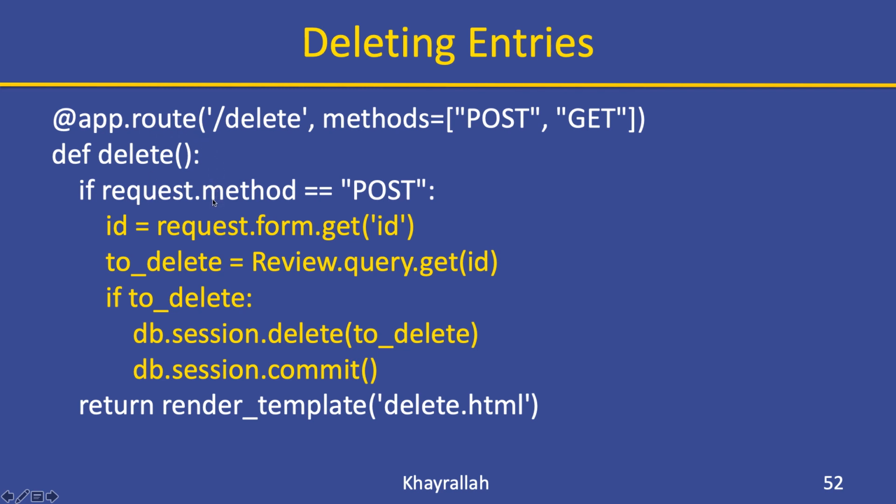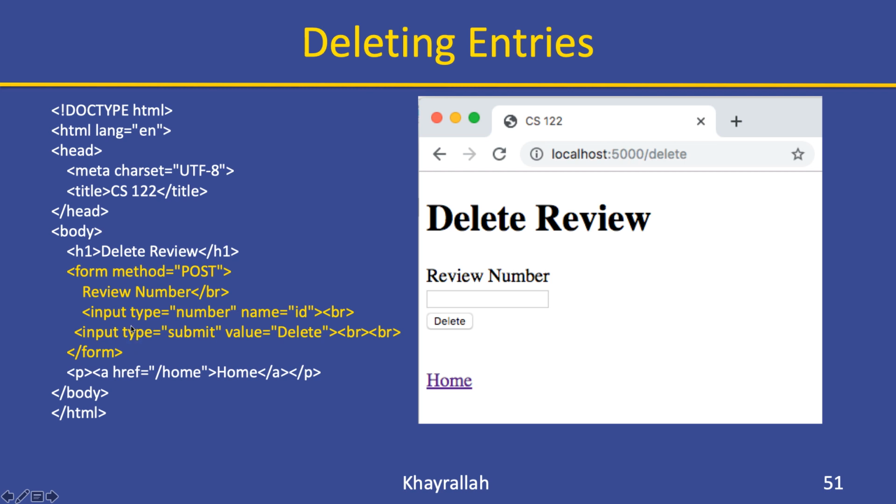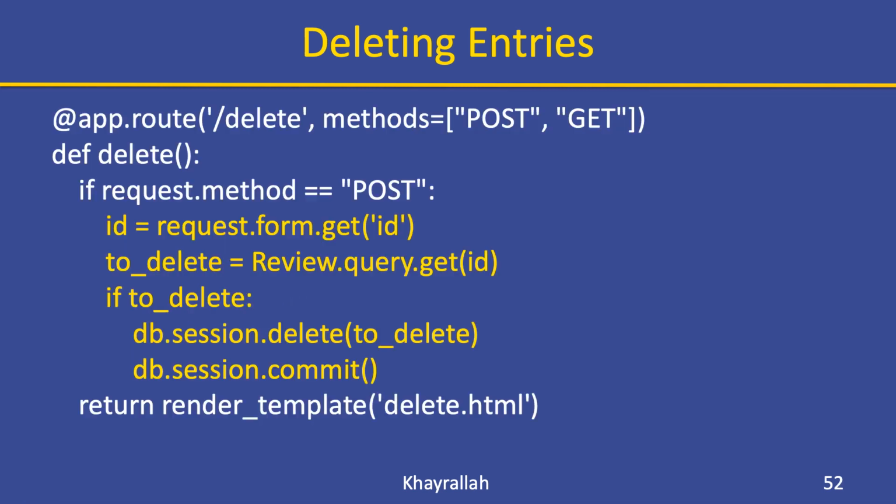And here we do something similar to what we did for adding a review. We have to check that the request method is post. If it is, we get the ID from the form. And let's go back here to the form. You can see that the ID here is the name of that input field. Okay, so that's where we're getting that name from. So we'll get the ID from the form. Then we get the object corresponding to that ID from the table. We use get on the query object.